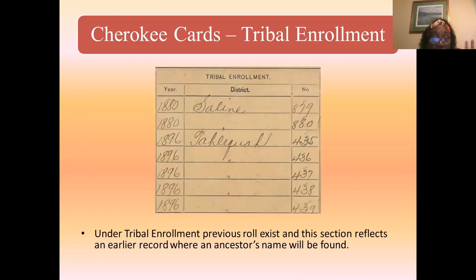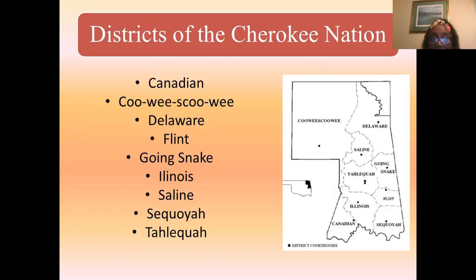In Cherokee cards, as we already looked at Stick Ross's, it reflects that there was an 1880 roll, but clearly there was an 1896 roll as well. And it tells you the number of every person on that previous roll. That's what that whole tribal enrollment means. The year, the district, and what their roll number was at that time.